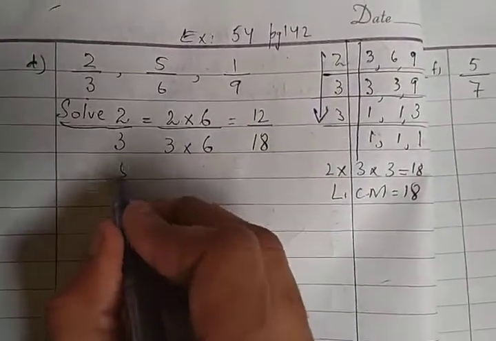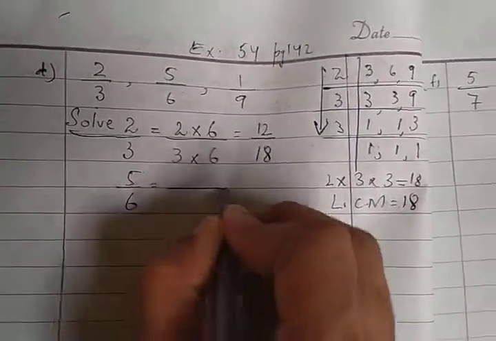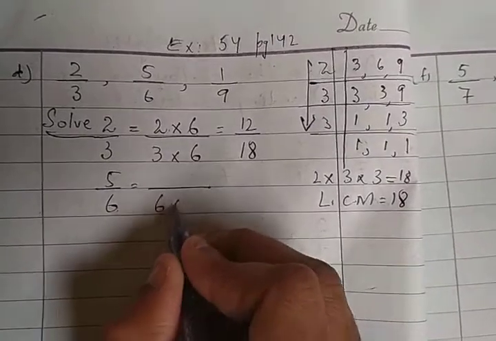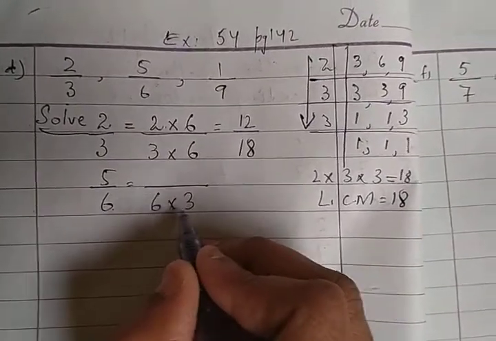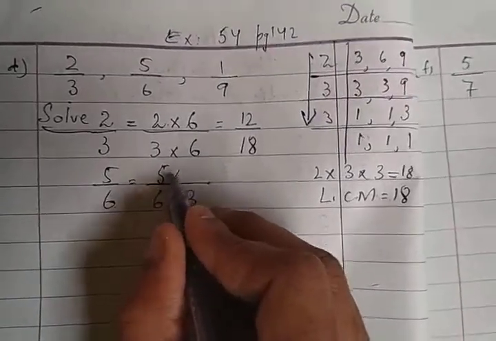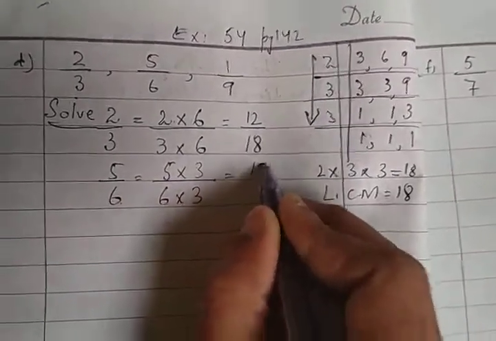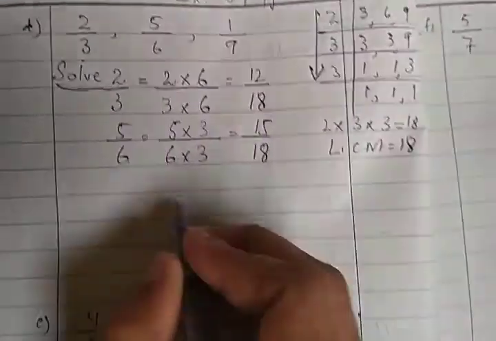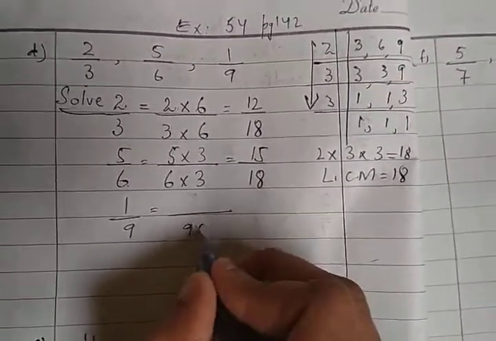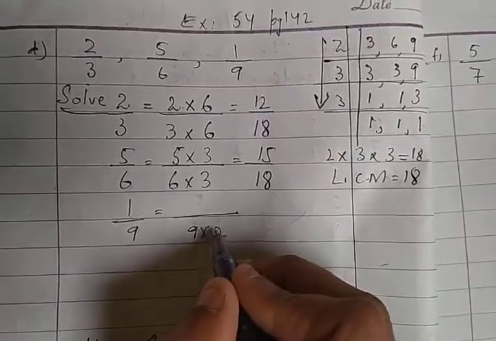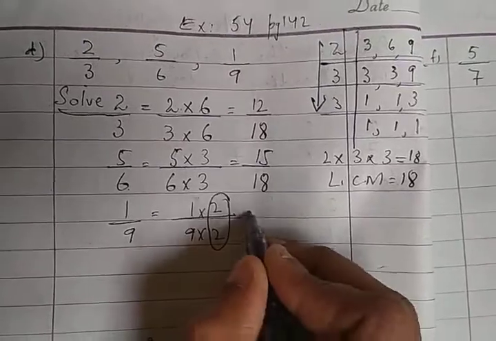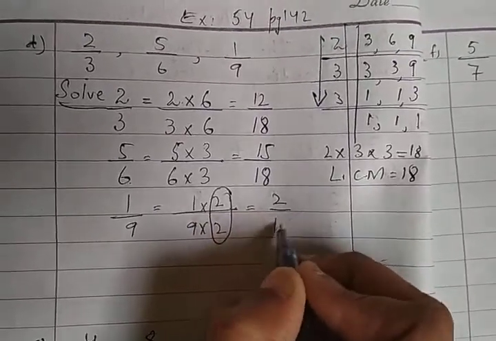The next part is 5/6. 6 is multiplied by 3 to make 18. If 6 is multiplied by 3, then the numerator is also multiplied by 3. 5 3s are 15, 6 3s are 18. Then the third fraction is 1/9. 9 multiplied by 2. 9 को 2 से मल्टीप्लाई करेंगे तो 18 आएगा और 1 को भी 2 से ही मल्टीप्लाई करेंगे. सेम नंबर से मल्टीप्लाई करते हैं. 1 2s are 2, 9 2s are 18.